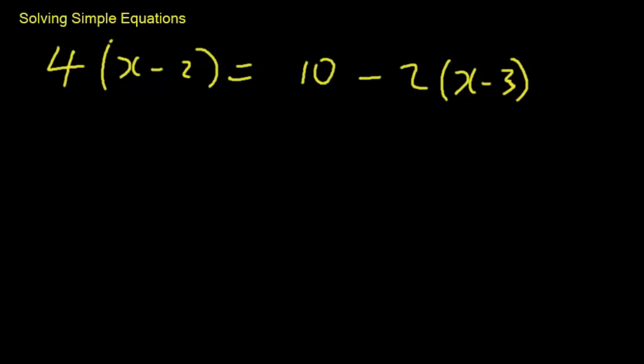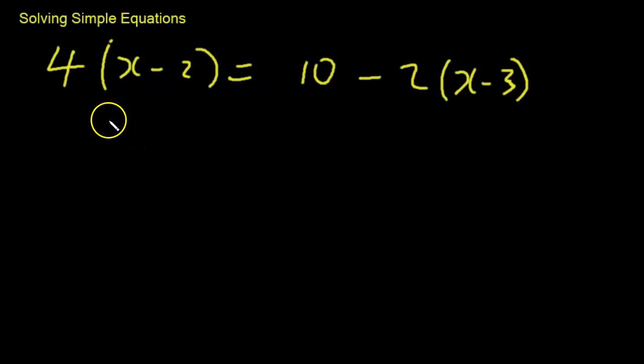Let us look at another problem. So here we have 4(x - 2) = 10 - 2(x - 3). I want to guess the first thing we'll be doing. You're correct. Expand the bracket. Clear the bracket. And what does it mean to expand the bracket? We simply multiply each term in the bracket by whatever is outside of the bracket.